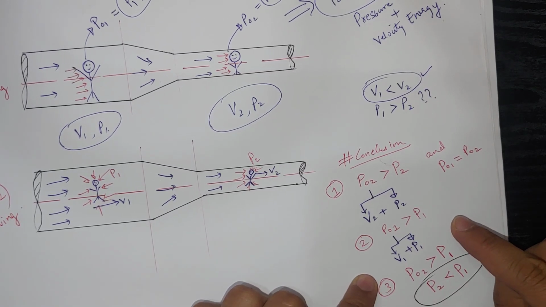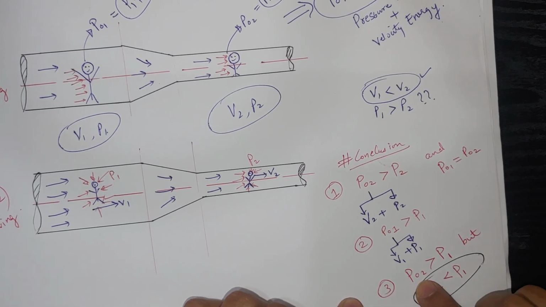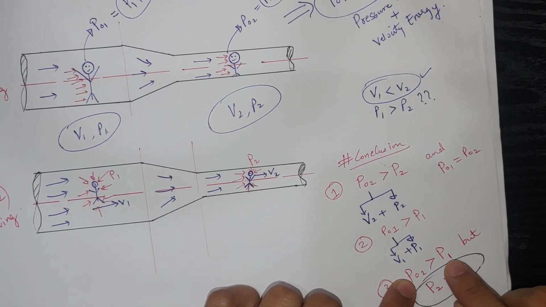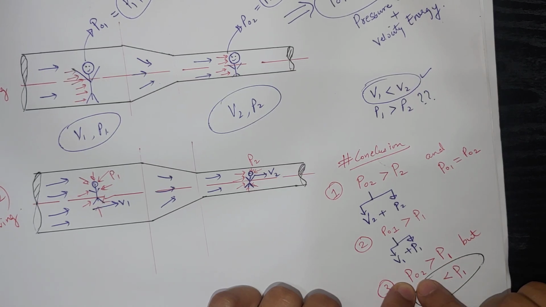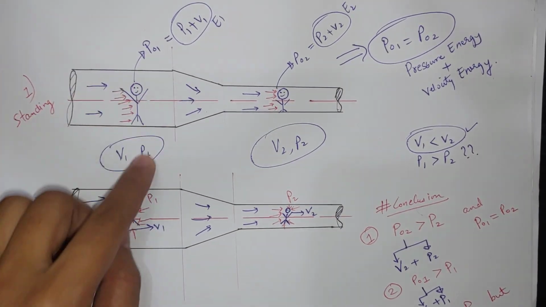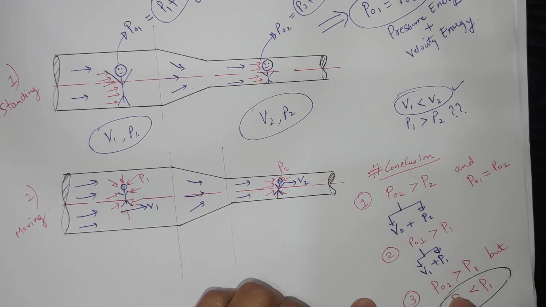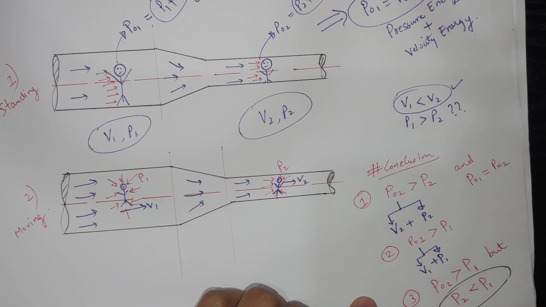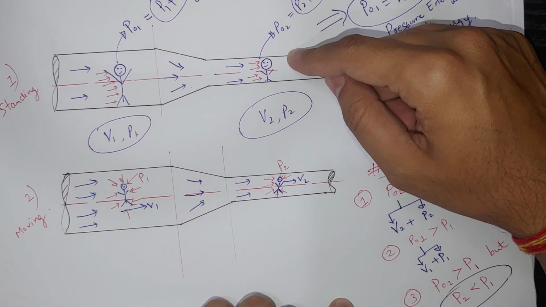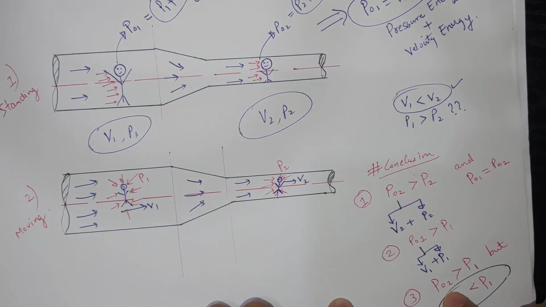Now, after combining these two criteria, we can conclude that P02 is greater than P1 because P02 and P01 are the same. So P1, which is in this first section, the P01 is less than P02. So we can get the idea that when we say that in this section we are feeling more pressure, it is not actually the P2. You are feeling the pressure which is P02.